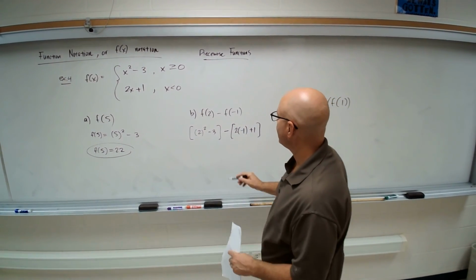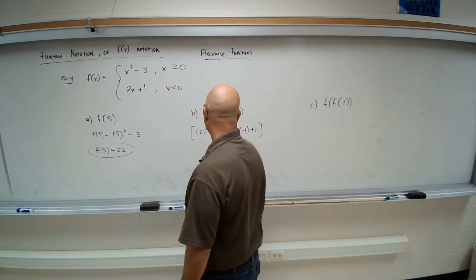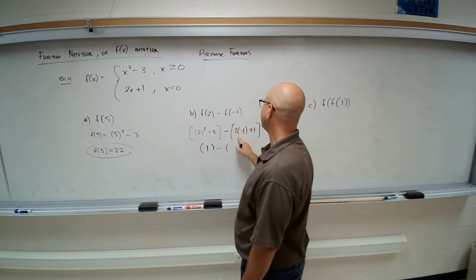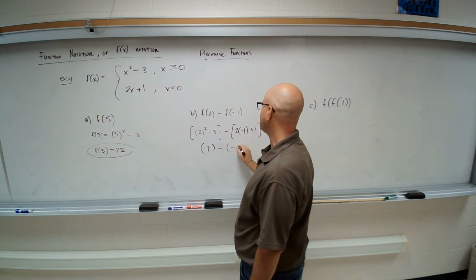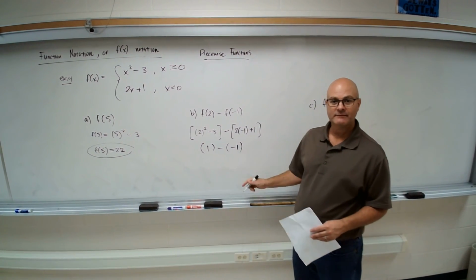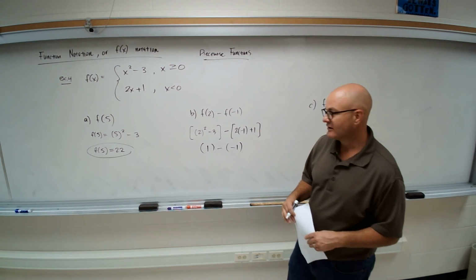Okay, so as we do this, we get 4 minus 3, which is 1, minus, let's see, and then this is minus 2 plus 1, which is minus 1. Again, you always have to be very careful of our double negatives and all that good stuff.